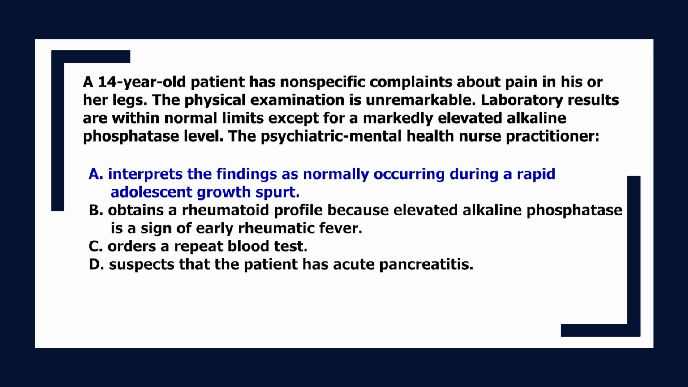A. interprets the findings as normally occurring during a rapid adolescent growth spurt. B. obtains a rheumatoid profile because elevated alkaline phosphatase is a sign of early rheumatic fever. C. orders a repeat blood test. D. suspects that the patient has acute pancreatitis. The answer is A. interprets the findings as normally occurring during a rapid adolescent growth spurt.